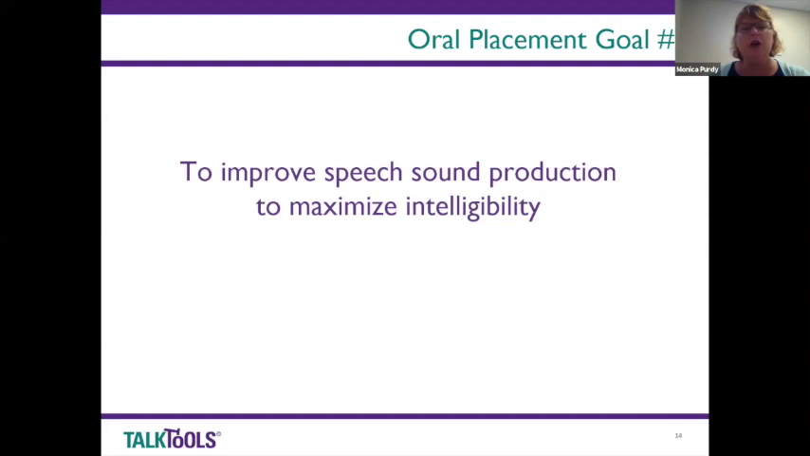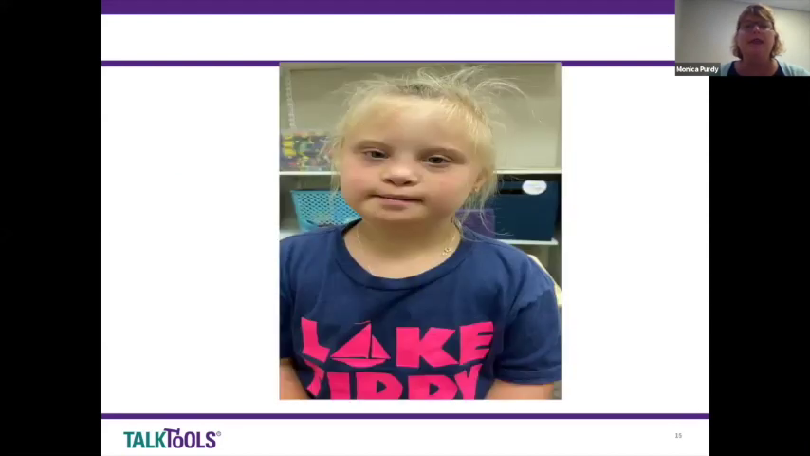I just want to show you, this is a little girl. She is 7 years old, so she is getting ready to enter first grade. She just finished kindergarten. And she has Down syndrome. You can see, look at her mouth at rest, okay? This is what a child with Down syndrome should look like. Children with Down syndrome are not born with their mouths hanging open.